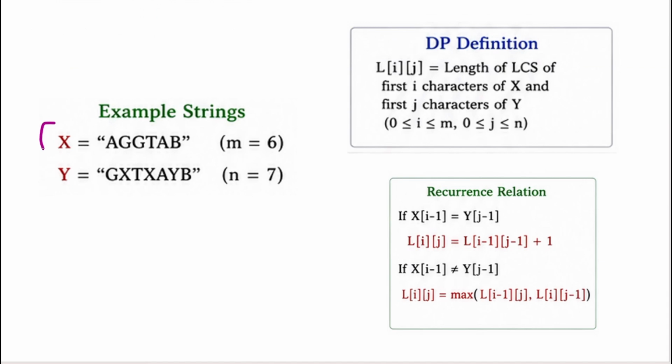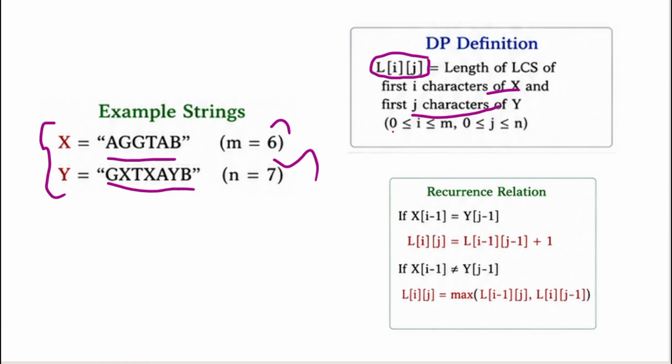So two strings are there, one is X, one is Y. X contains this string, so the number of characters is 6. Y contains this string, the number of characters is 7. So this is the DP definition. L of i and j: this L represents the particular cell at the intersection of i and j, meaning the character present in string X and the character present in string Y. It is the length of the LCS of the first i characters of X and the first j characters of Y.